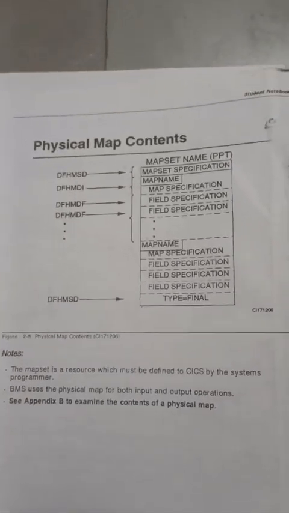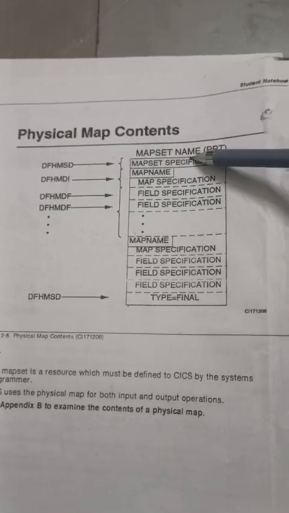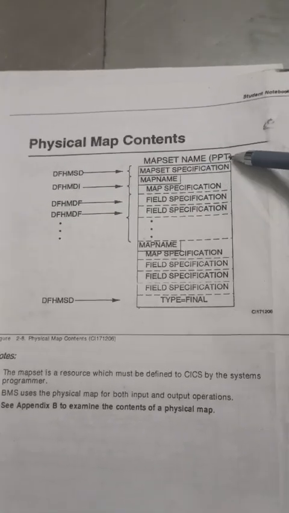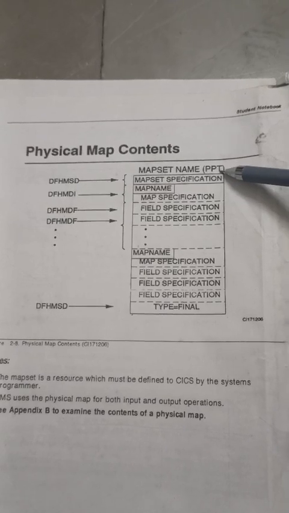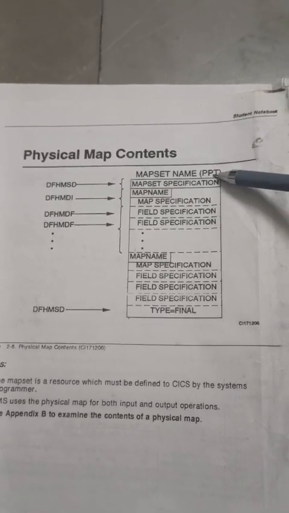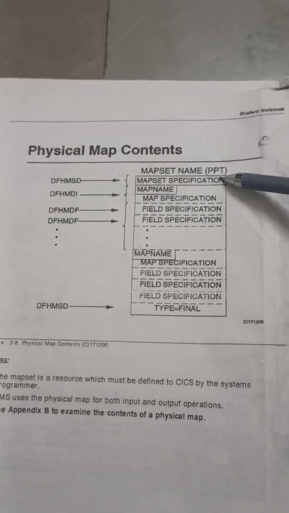Let me start with the physical map content. How do we define the physical map? The map set is defined in the PPT table. PPT means Processing Program Table. Sometimes the interview also asks where the map set is defined. We have to say it is defined in the PPT table.